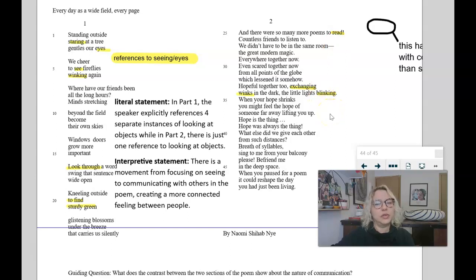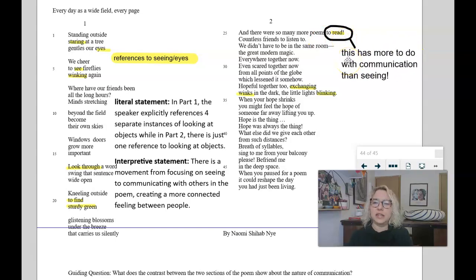But when I looked at things a little more closely, I noticed, first of all, read. If I'm looking at the differences between part 1 and part 2, which is what the guiding question asks me to do regarding communication, reading, although it involves eyes and seeing, it really has more to do with communication than looking or seeing. Whereas in part 1, we're staring at a tree. We see fireflies winking. We're looking through. We're finding a color. These are things that are a little more basic. Reading has to do with seeing what someone else has written down and understanding a point that they are making. So I thought, maybe that actually fits more with communication than sight. And so I kind of looked at that contrast between the two parts.